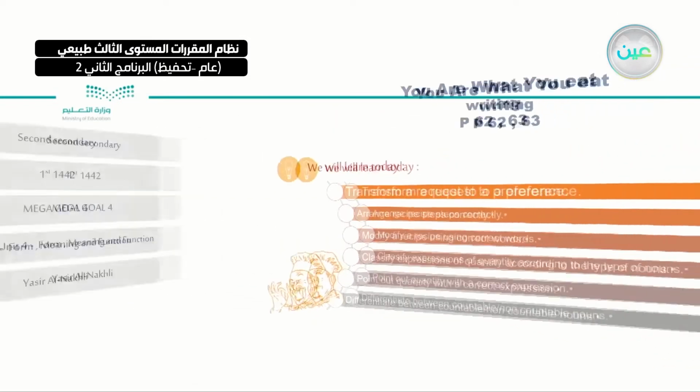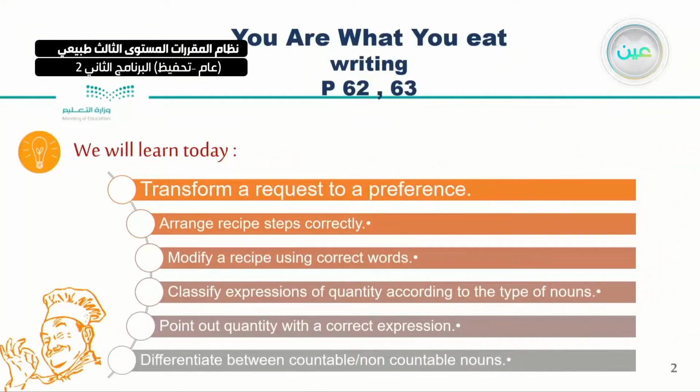Okay, let's start by seeing the objectives of today's lesson. We are going to transform a request to a preference and arrange recipe steps correctly, modify a recipe using correct words, classify expressions of quantity according to the type of nouns, point out quantity with correct expressions, and finally differentiate between countable and non-countable nouns.